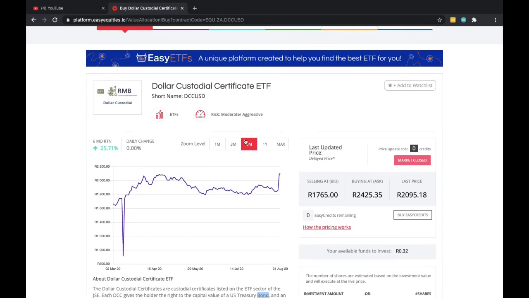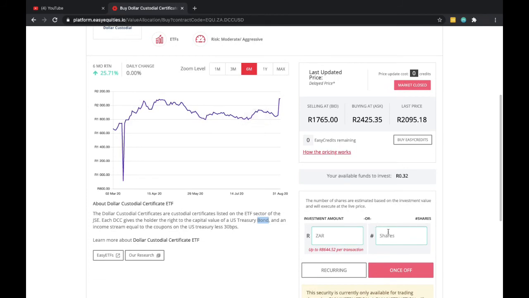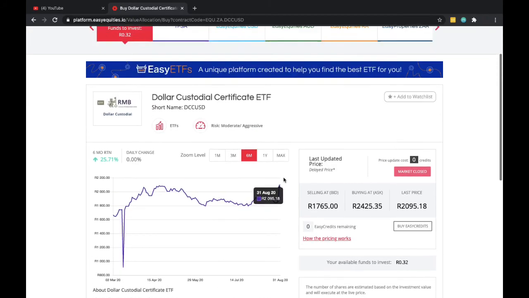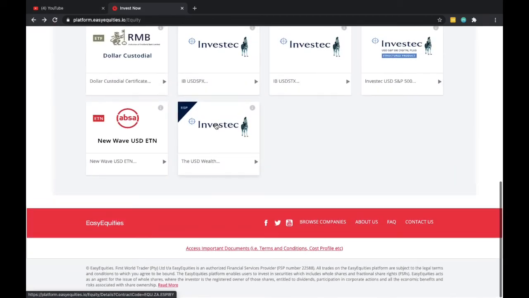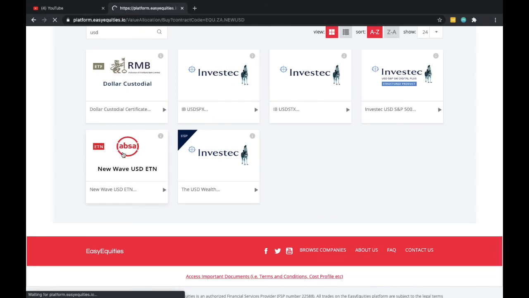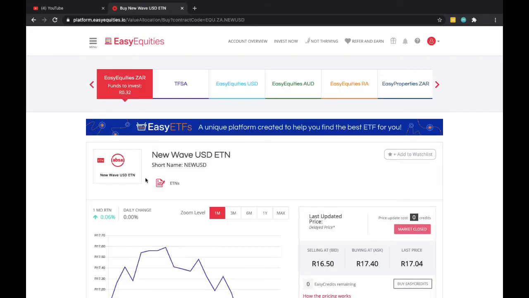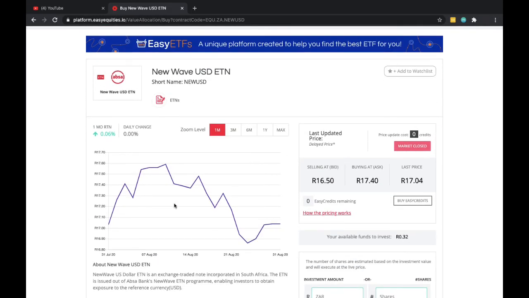But if you are the type of person that likes to own a share, remember I mentioned people prefer buying shares or round value of shares, whilst others enjoy spending round amounts of money. Let's rather go and look at something similar to this, something that's also a USD product, and that would be New Wave USD ETN. Previous was an ETF, this is an ETN, which is an exchange traded note.